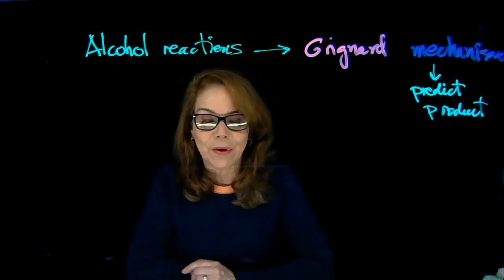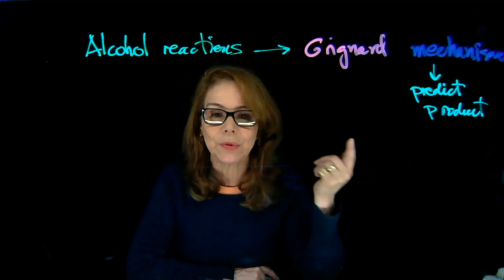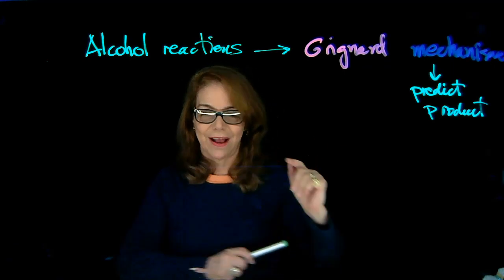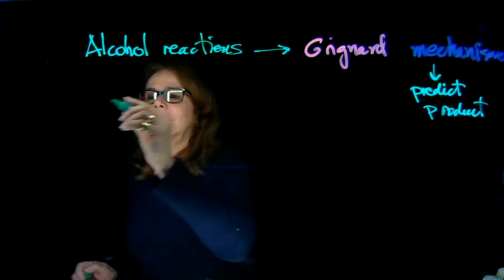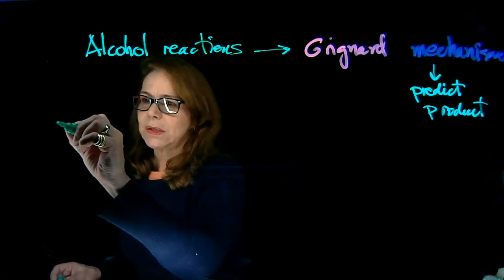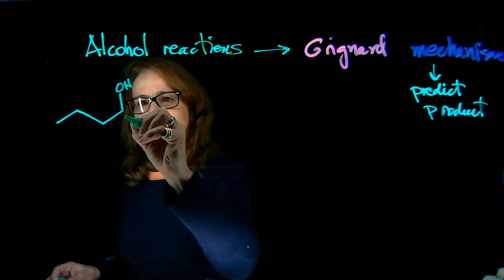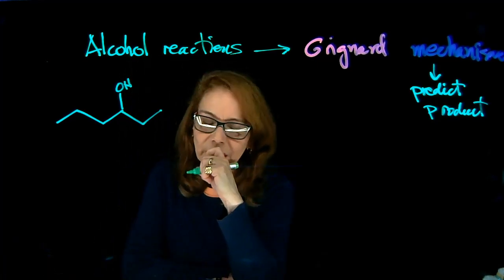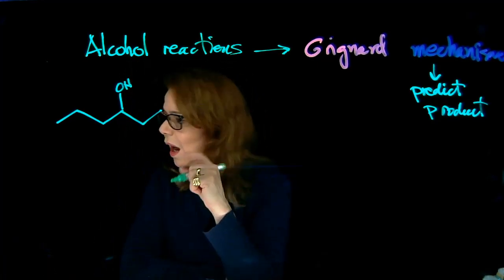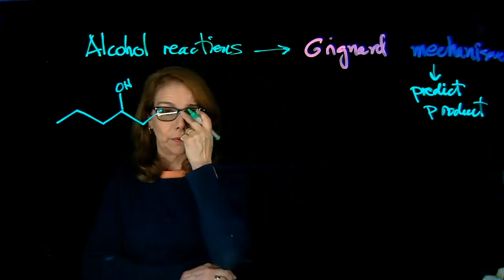Now we're going to be working on a synthesis problem. We're going to plan how to make a molecule using Grignard reactions. So the way to do that, let's say we're going to think backwards. Let's draw the molecule that we want to synthesize. As we see here, that's a secondary alcohol. And there are a couple of ways that we can do that using Grignard.